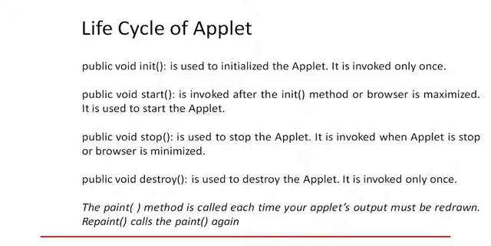We have the paint function. Each time you want anything to be drawn on the applet screen, you use the paint function. Paint uses graphics class, and there is one more function called repaint which calls paint again. These functions need to be overridden while creating the applet.